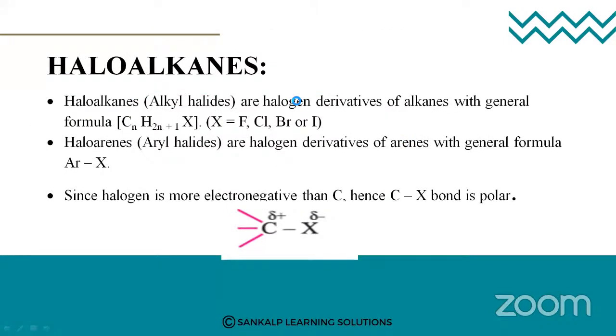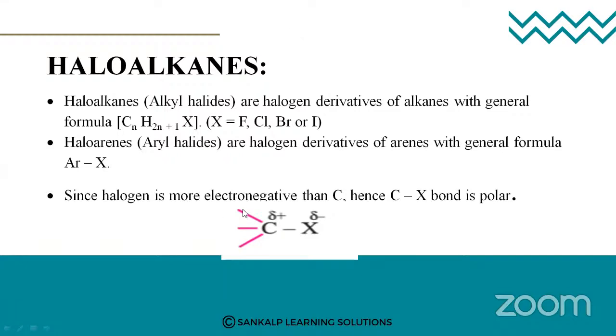Yes, so we were discussing haloalkanes. These haloalkanes are called the halogen derivatives of alkanes. So what is the general formula? It is CnH2n+1X. These are called the derivatives of aliphatic hydrocarbons, where one or more hydrogen atoms can be replaced by halogen atoms.